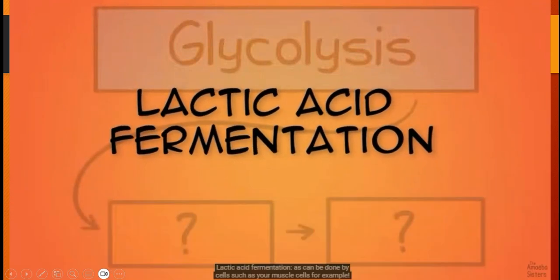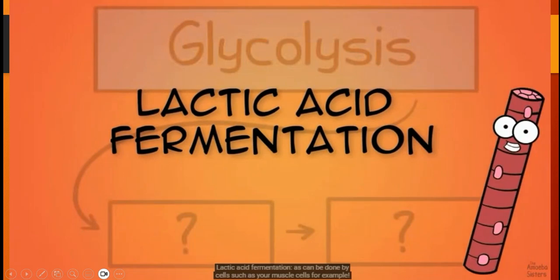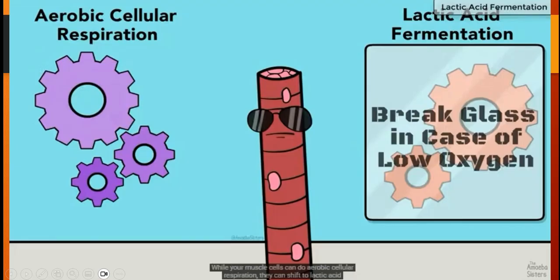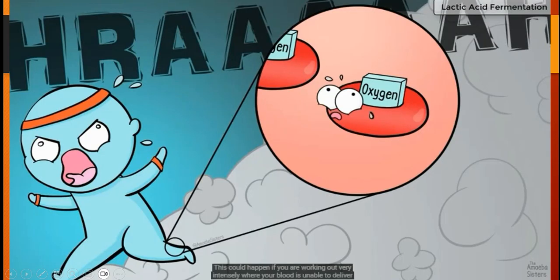Acid fermentation, as done by cells such as your muscle cells, for example. Well, your muscle cells can do aerobic cellular respiration. They can shift to lactic acid fermentation if they experience an oxygen debt. This could happen if you're working out very intensely, where your blood is unable to deliver a sufficient amount of oxygen to them for their demand.